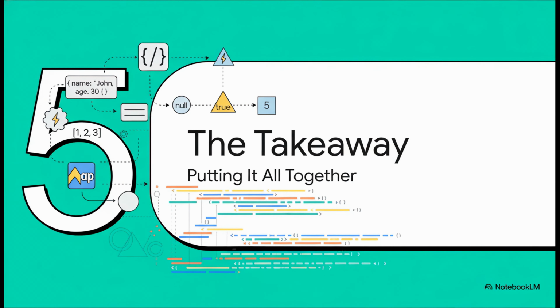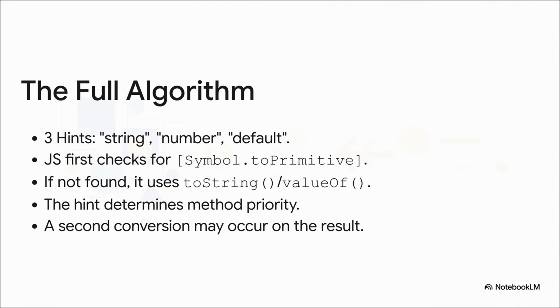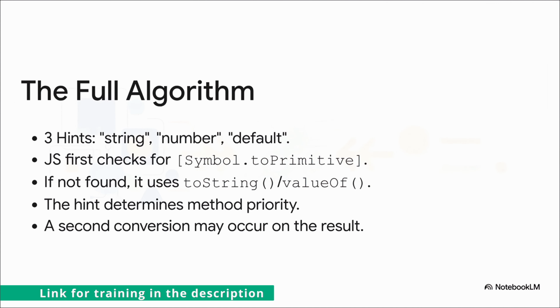Alright, we've gone way down into the weeds here. So let's pull back up and put this all together. What are the key things you actually need to remember when you're writing your own code? So this is the entire process in a nutshell. You've got 3 hints. JavaScript always checks for Symbol.toPrimitive first. If it's not there, it falls back to toString and valueOf. And remember, the hint is what decides which of those 2 it tries first. And never ever forget that sneaky second conversion might happen to whatever primitive comes out of this process.